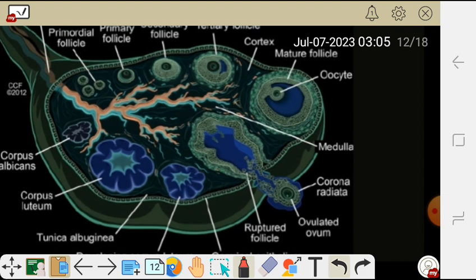Here we could see we have the mature follicle and ovulation. After the mature follicle, ovulation takes place. So what is ovulated is the mature follicle, which is also called the Graafian follicle.